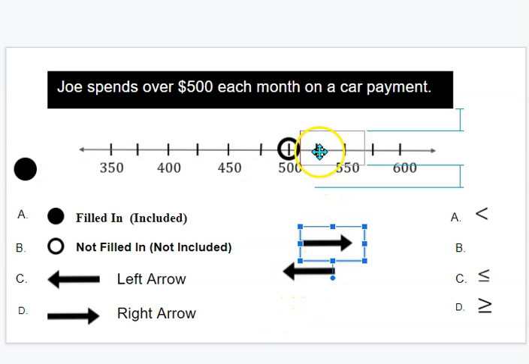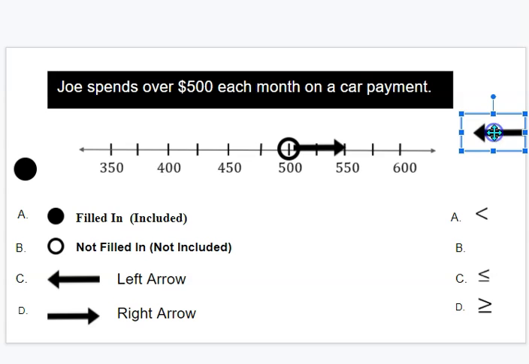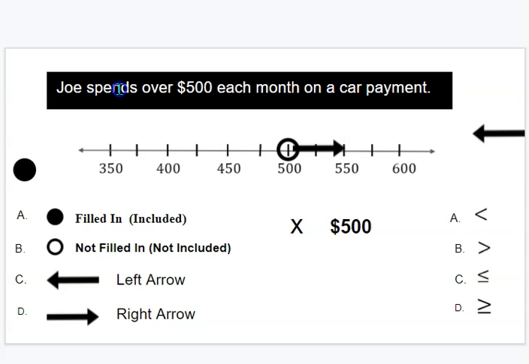That is correct. We're going to use a right arrow to represent this graph. Over $500 each month. The verbal statement: Joe spends over $500 each month. X is going to be represented not by 500, but any number over 500. Which inequality symbol would you use? A, B, C, or D? Yes, that is correct. We will be using letter choice B. X is greater than 500. X is represented by many, many numbers, any number over 500, not including 500.